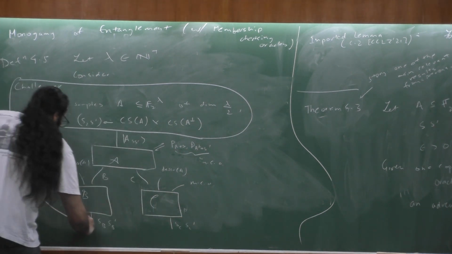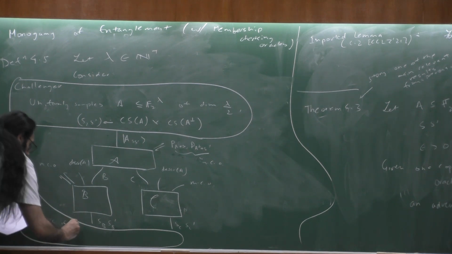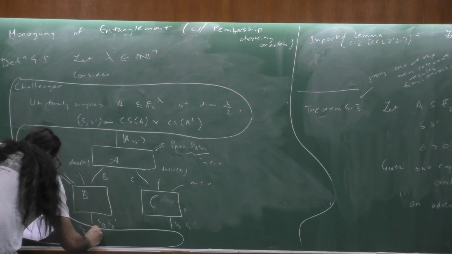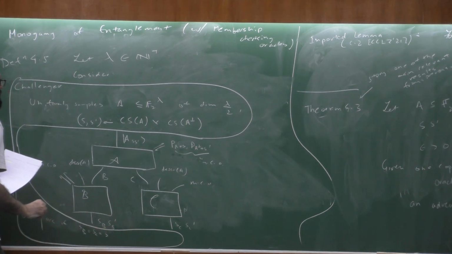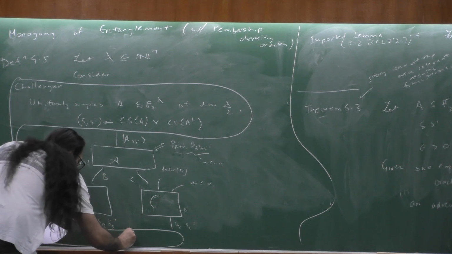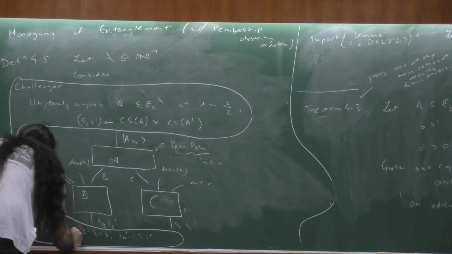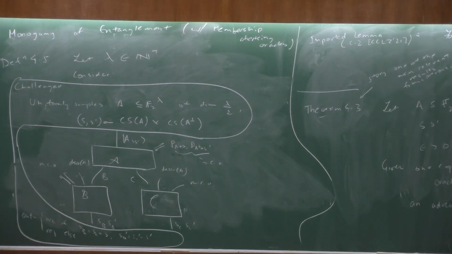And the challenger is going to output accept if S_B matches S_C and they are the same as S. And similarly, S_B' has to be the same as S_C', which has to be the same as S'. And if anything goes wrong, the challenger is going to reject it. And then the output, out. So that's the game.